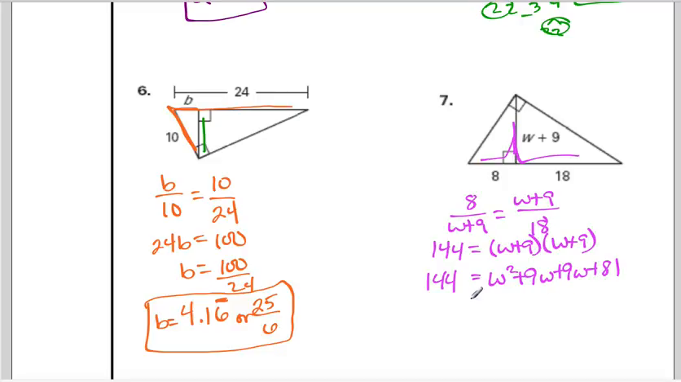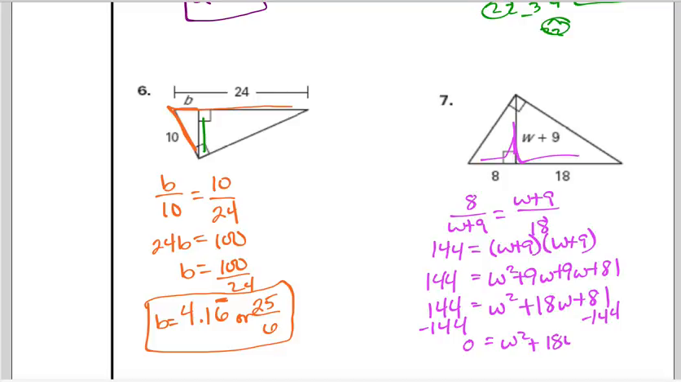At this point, when you have w squared and w, you should know that you're going to have to factor to solve. I'm just going to combine my like terms there first. There we go. And when you know that you have to factor to solve, you want to bring everything to the same side before you factor, and then you'll factor it out. So I'm going to subtract 144 so that I have 0 on the left. And then 81 minus 144 is negative 63.